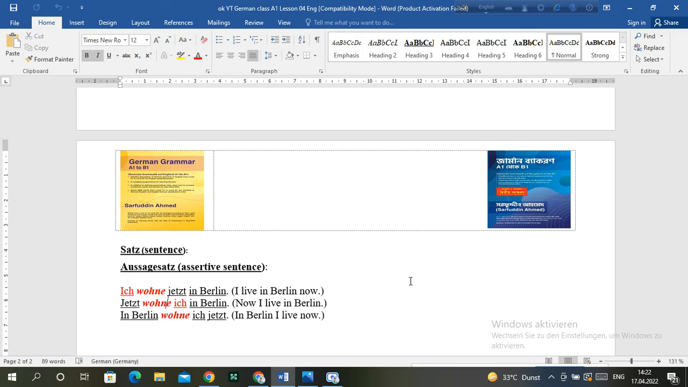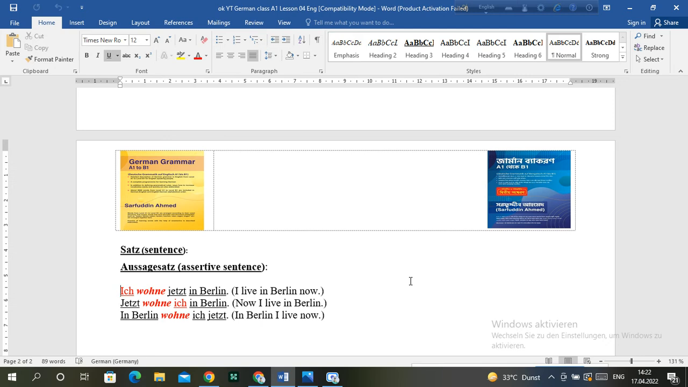Jetzt wohne ich in Berlin. Or we can also start this sentence with some other part, as for example, in Berlin. You can also start the sentence with this part, but right after that, the verb is used, and then we have the other parts of the sentence.